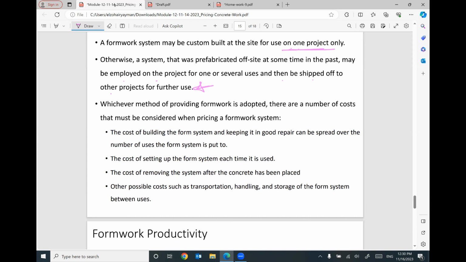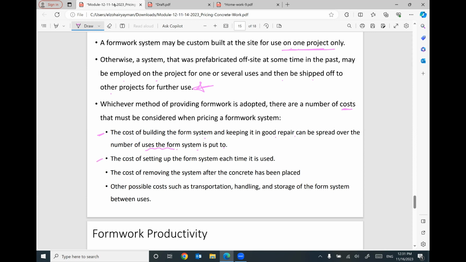Whichever method of providing formwork is adopted, there are a number of costs that must be considered when pricing a formwork system. First, the cost of building the form system and keeping it in good repair can be spread over the number of uses the form system is put to. I'm not sure. Sometimes the formwork is used for one time only, and sometimes it can be used several times.